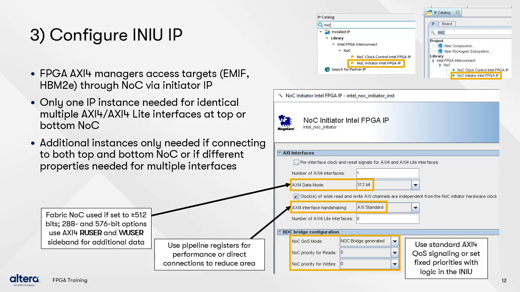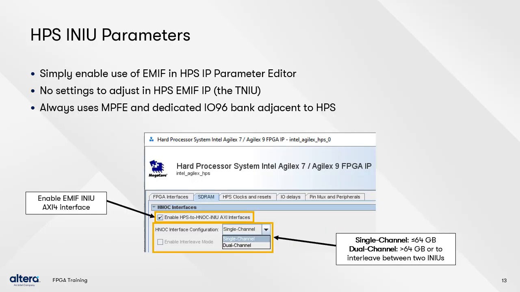Finally, the NoC bridge configuration options let you configure how quality of service for read and write transfers will be implemented. As mentioned earlier, QoS can be controlled using the standard AXI QoS signals that are part of the AXI4 standard, or it can be set to fixed priority values controlled by hardware in the INIU. The NoC priority settings specify the fixed values to use for reads and writes, with 0 being lowest priority and highest being the highest.